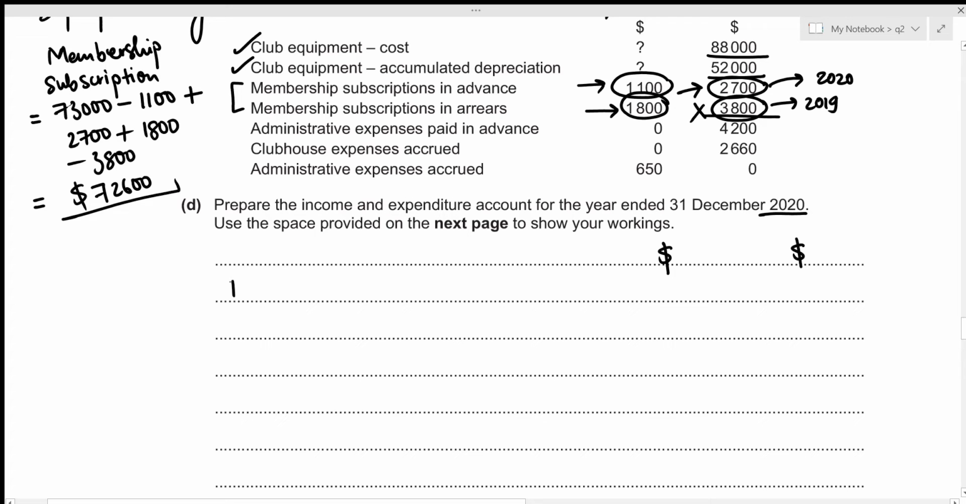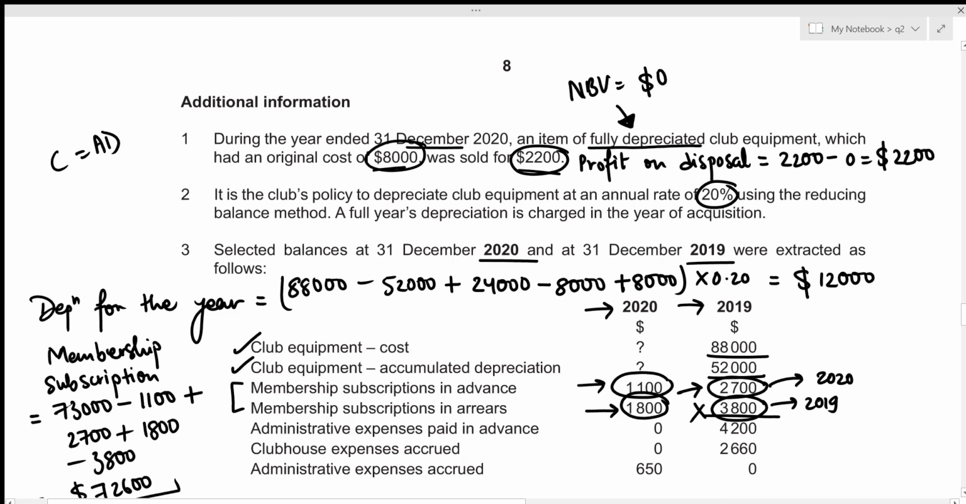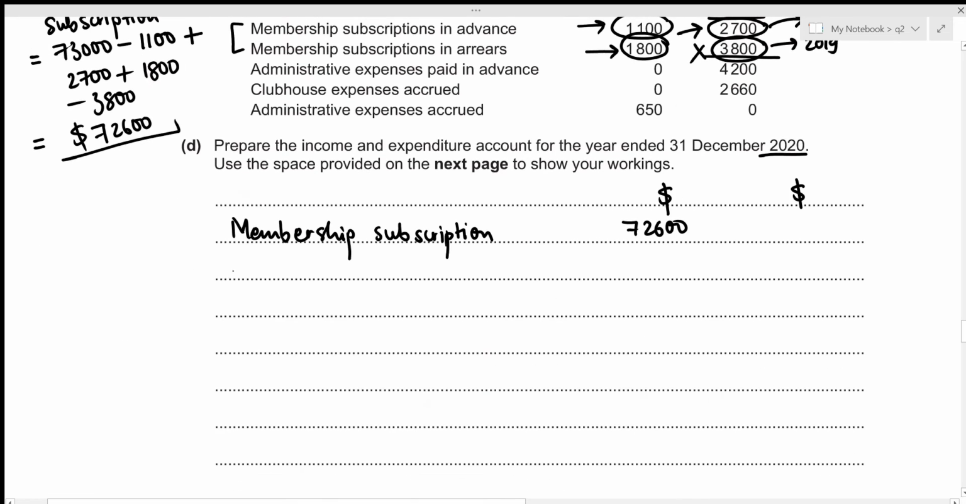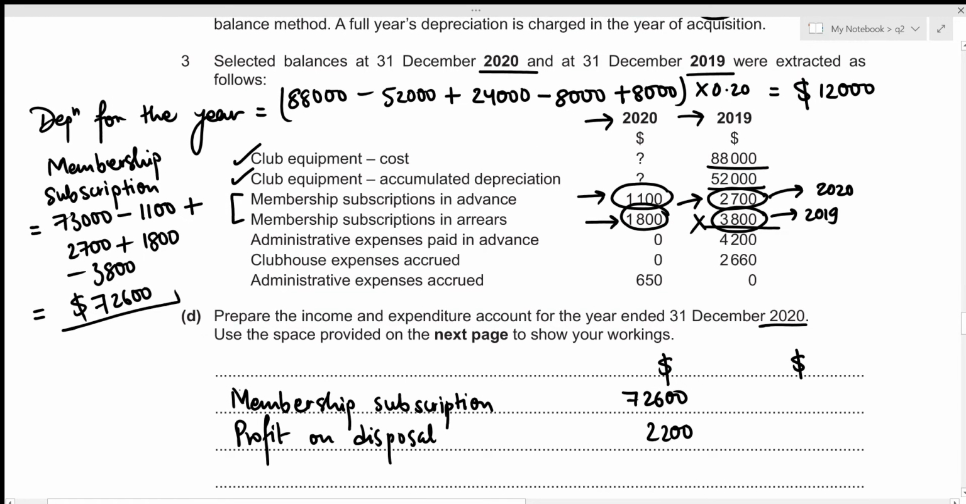Okay, so the very first one is membership subscription which we just figured out to be 72,600. And we also concluded that there was a profit on disposal, which is again an income, right? So let's include this value of 2,200 as well. That's profit on disposal of 2,200. Okay. Then we're also told that the club offered life membership, right? So we obviously have to include the life membership fees received as an income as well.